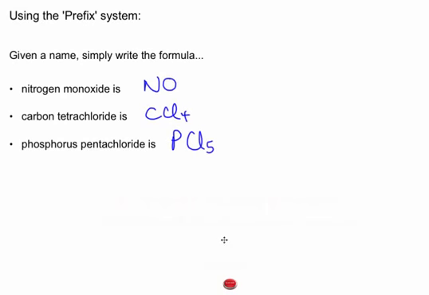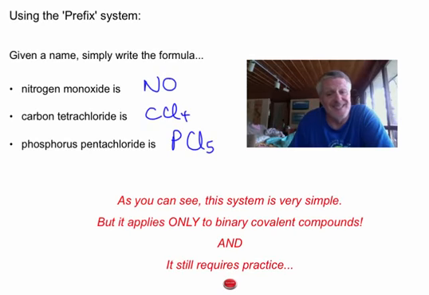Okay, so that's about it. As you can see, this system is really easy but it applies only to binary covalent compounds, and it still requires practice. You do have to come to terms with those prefixes. The only issue people have with the prefix system is they find it so easy they want to use it all the time. But it's never used for ionic, it's never used with polyatomic ions, it's only used for binary nonmetal, or binary covalent interactions. And that concludes this video.